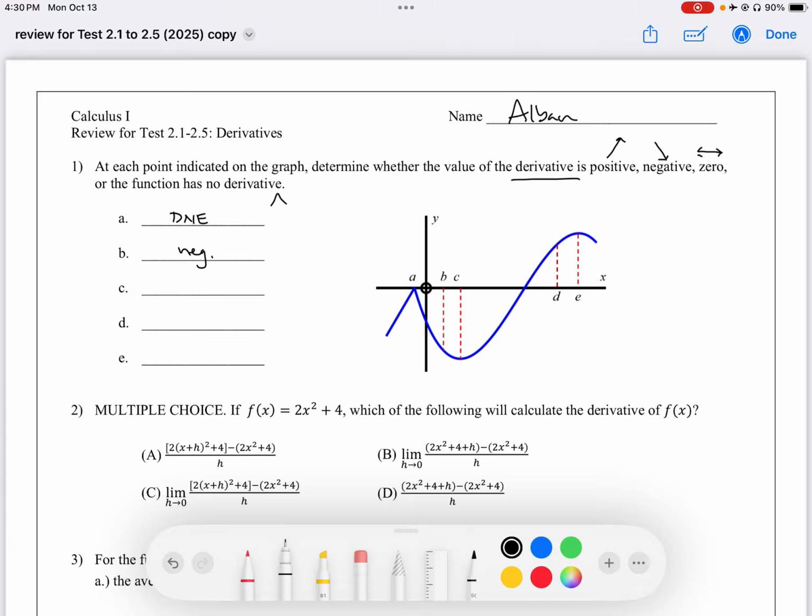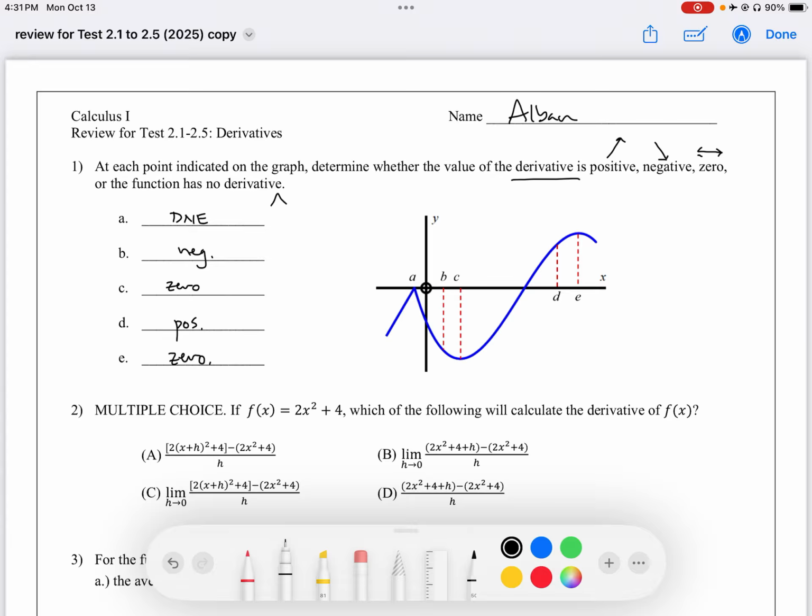At C, it looks like I would have a horizontal tangent there, and therefore I think the derivative there should be zero. At D, the function is increasing. If I drew a tangent line, it would have a positive slope, and therefore I believe the derivative should be positive. And at E, I think it would also be zero, right? Because there's a horizontal tangent.